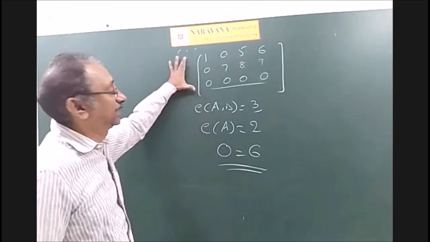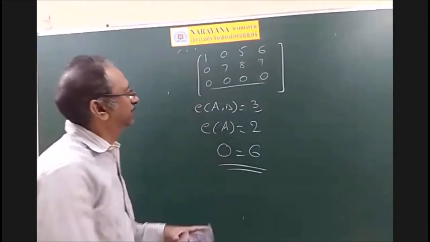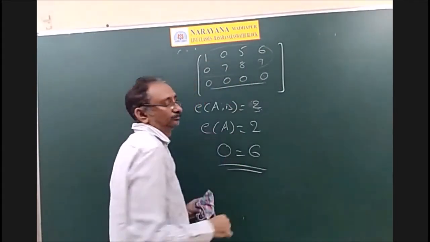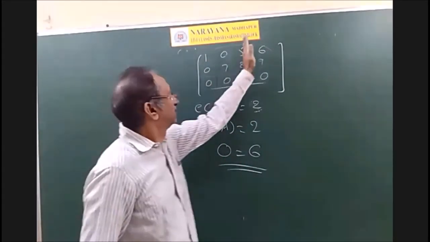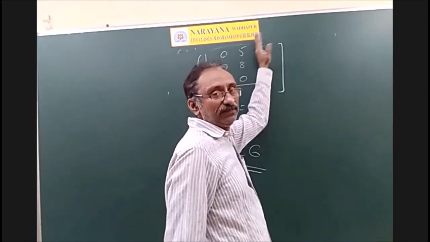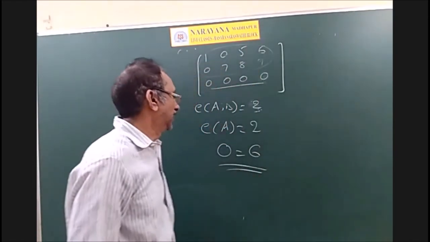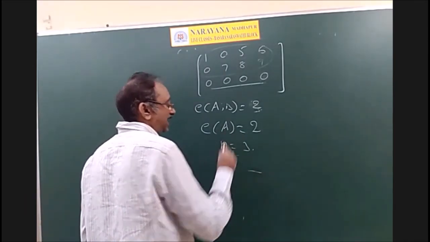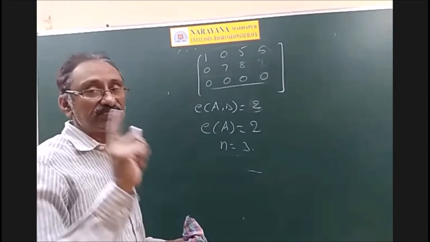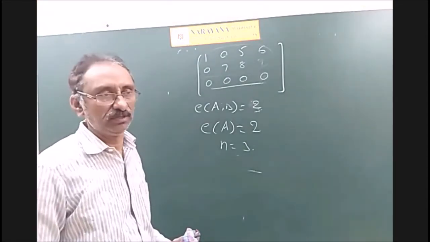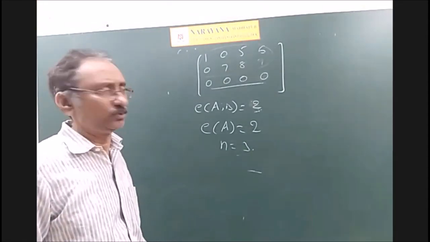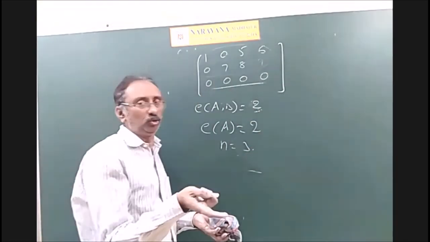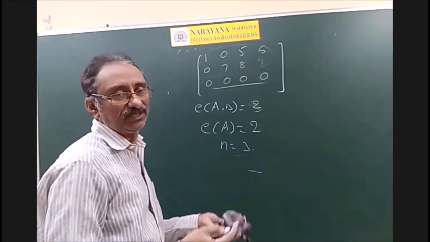No doubt it is in echelon form. And what is the rank of AB? The number of non-zero rows, only 2. And the number of non-zero rows in capital A is also 2. Rank of AB is equal to rank of A, but less than the number of variables, so it has infinitely many solutions. What is meant by infinitely many solutions? If we expand this last row, no use: 0x plus 0y plus 0z is equal to 0.